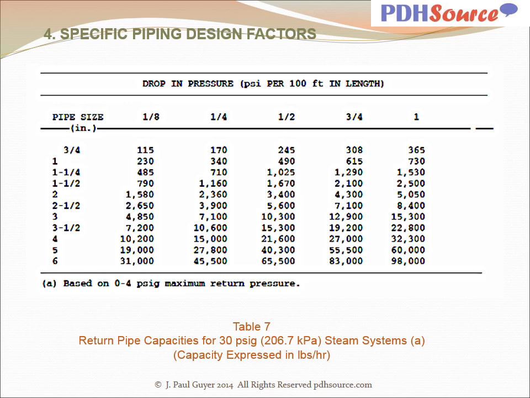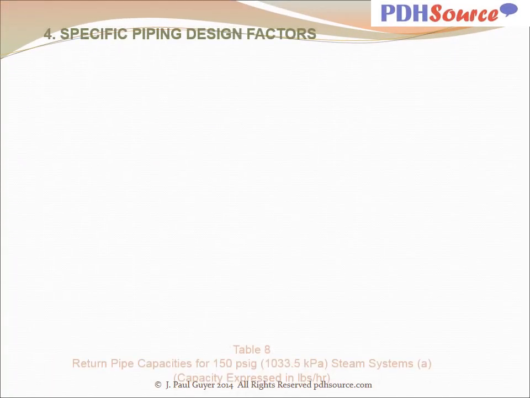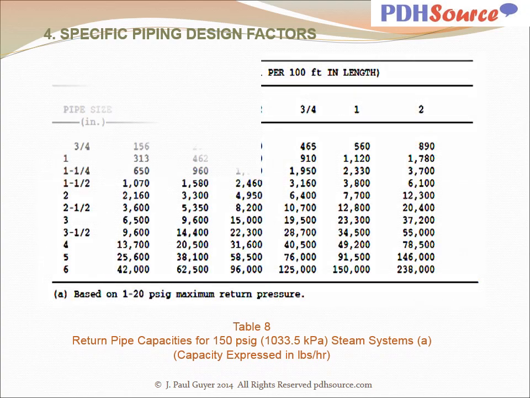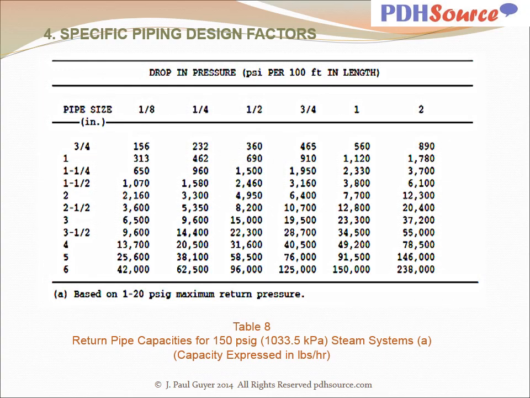Table 7 indicates return pipe capacities for 30 psig steam systems. Table 8 indicates return pipe capacities for 150 psig steam systems.